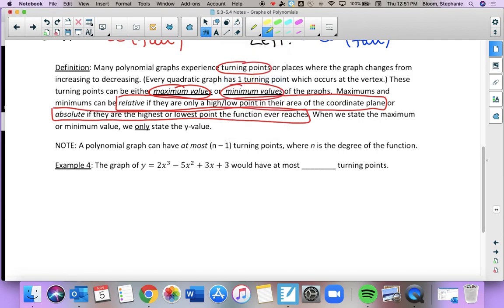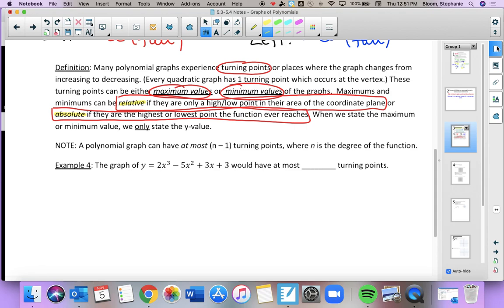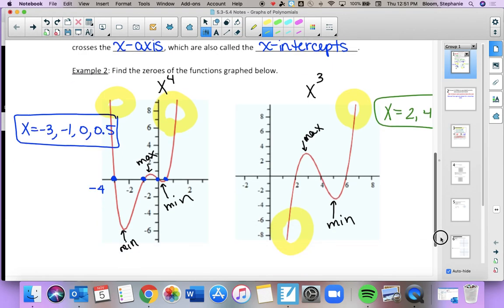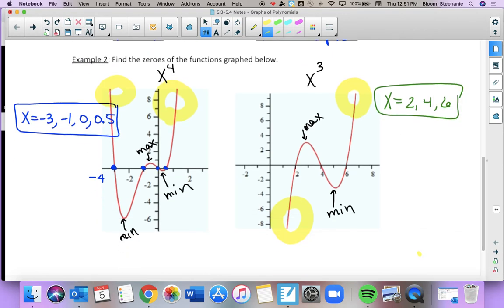And so I'm going to highlight those words. Relative, absolute. So absolute means it's the absolute highest point or lowest point. Relative would just mean they're a turning point. They're a high and a low, but they're not the absolute highest or absolute lowest. So if you go back to that front page, just to reference this, you guys had already noticed some maxes and mins.